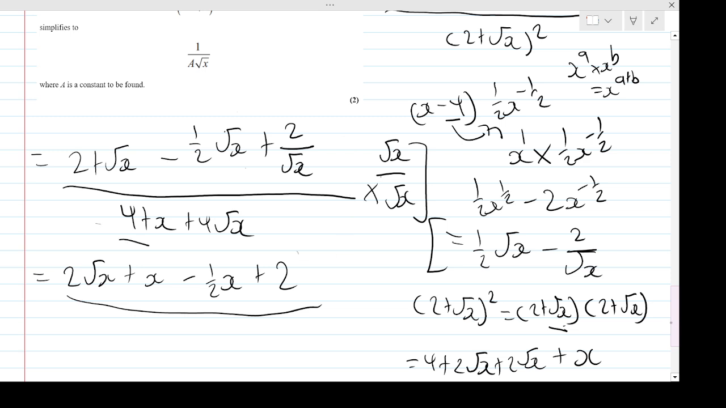So root x then times by the denominator there. Well, 4 times root x is just 4 root x. Then I'm going to have plus x times root x. Well, not much I can do there. That'll just be x root x. And then plus 4 times root x times root x. Well, root x times root x again is just x. So it'd be 4x.